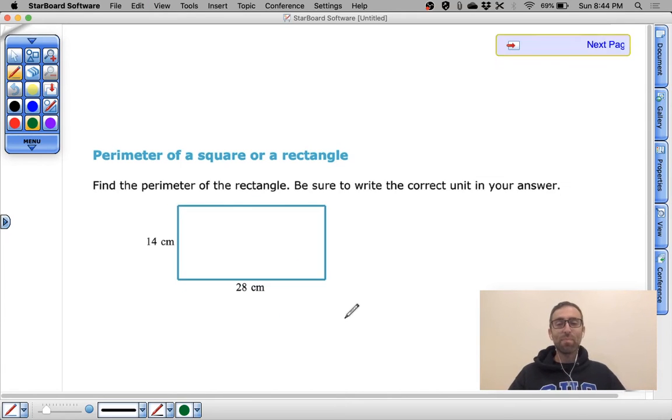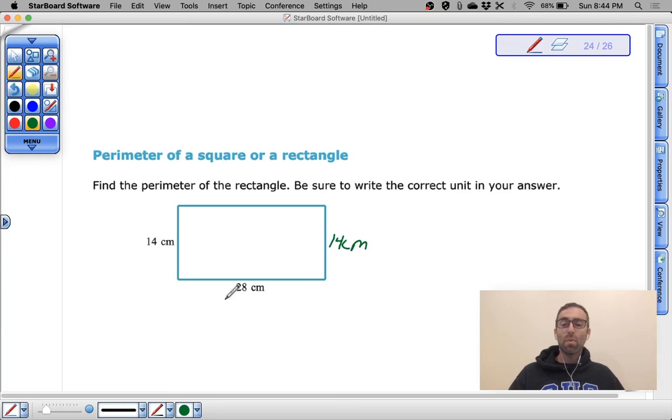Anyway, next problem. Now we're finding the perimeter of a rectangle. One of the things we know about a rectangle is that opposite sides are equal lengths. So if I have 14 centimeters on this side, directly across from it, I know that this length here is going to be 14 centimeters as well. And same with what I have on the bottom. If this length here is 28 centimeters, the opposite side of it up here is also going to be 28 centimeters.